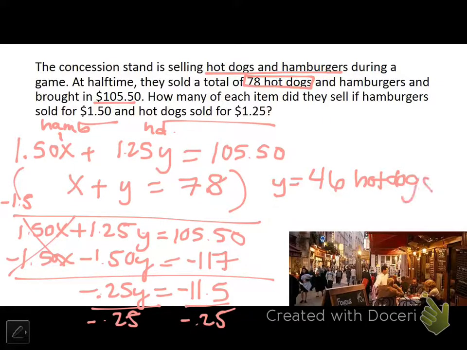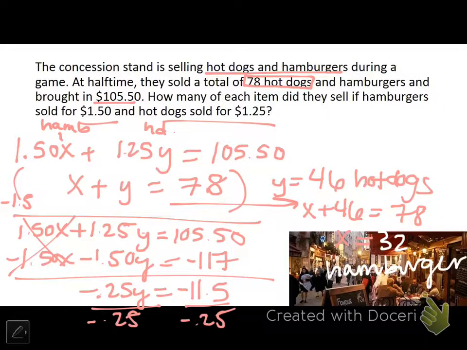So now I got to figure out my hamburgers. So let's just go ahead and plug it into that equation because it looks pretty easy. So we're going to get x plus 46 equals 78. Subtract 46 from both sides. So we should have x equals 32 hamburgers. So there's my two answers.